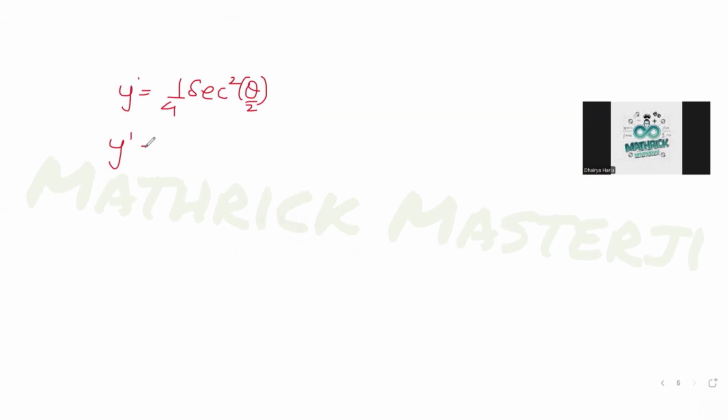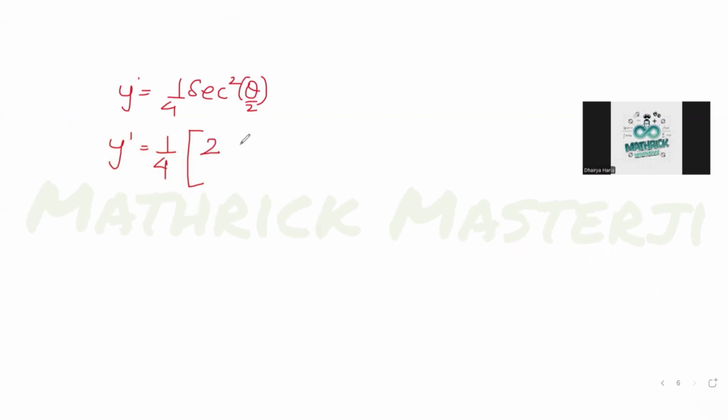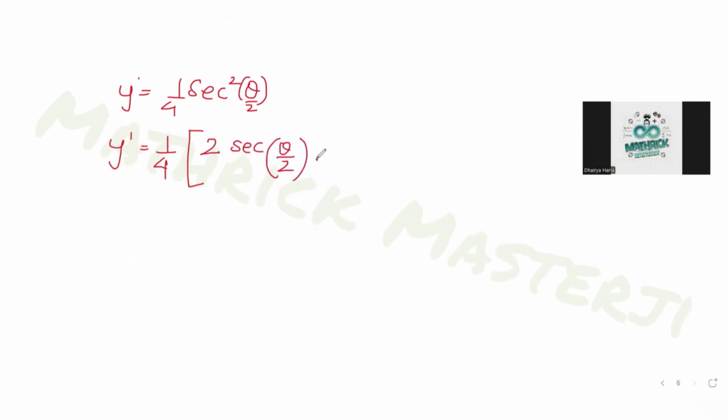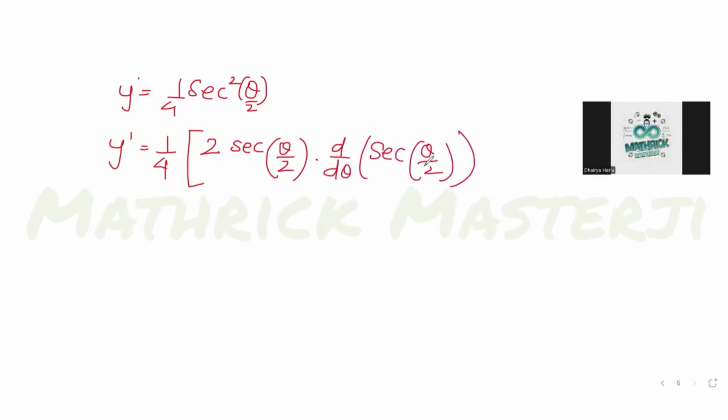So if I find y dash, 1 over 4 is a constant. Derivative of sec squared theta over 2 using chain rule: I'll consider this sec theta over 2 as x. So it's basically finding the derivative of x squared, which is 2x. So I can write this as 2, and x I've assumed as sec theta over 2. So I have to further find the derivative of sec theta over 2.